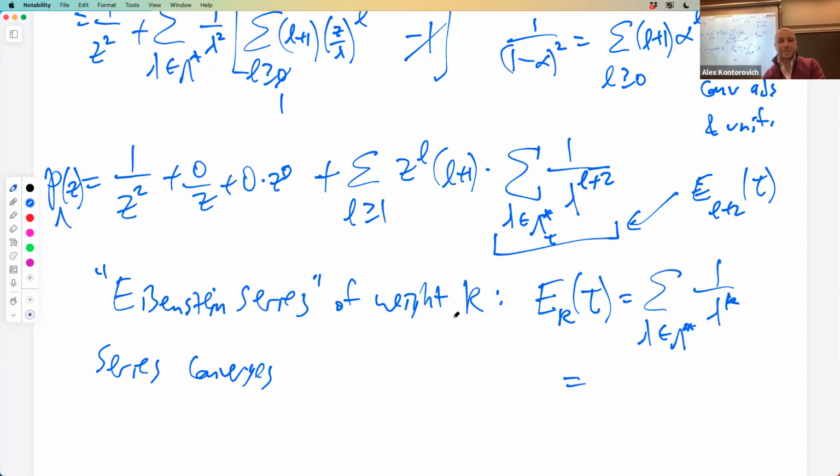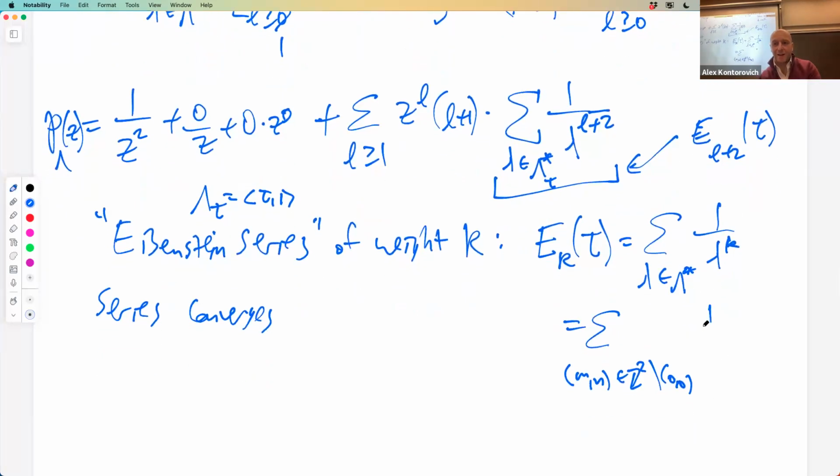The series converges. Let's make this even more explicit. The lattice lambda tau, I remind you, is generated by tau and 1. So this is the same thing as saying we're going to sum over all pairs m and n of integers except 0, 0. We're taking out the 0, 0 term. And lambda is m tau plus n raised to the power k. Okay, just to be completely explicit. So again, we have a sum over pairs of integers m and n. I remind you that tau is in the upper half plane. The imaginary part of tau is positive. So there's no poles.